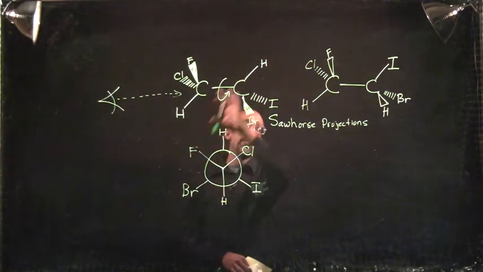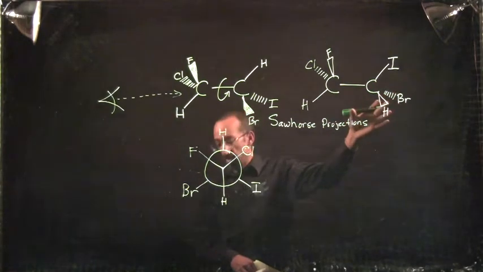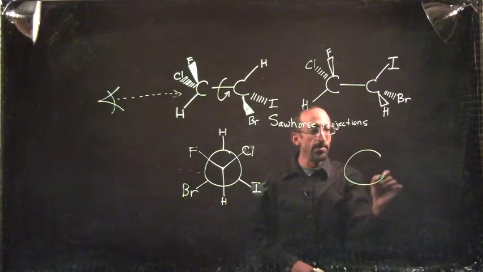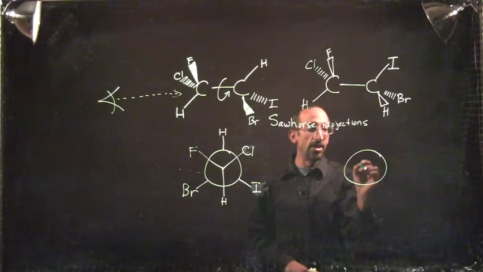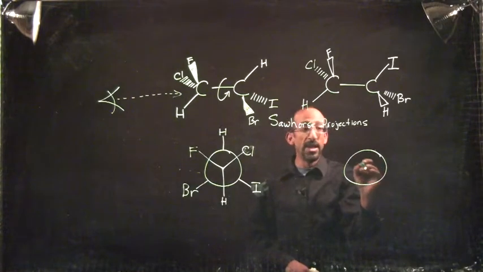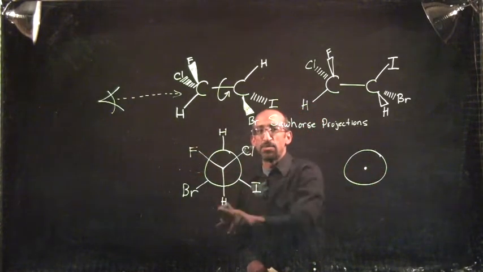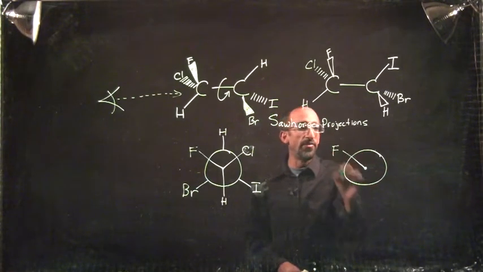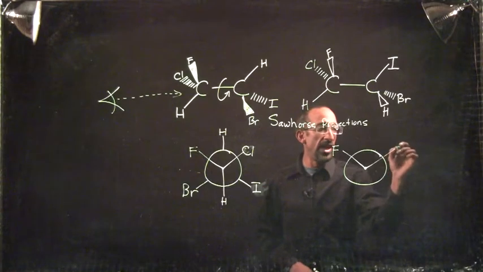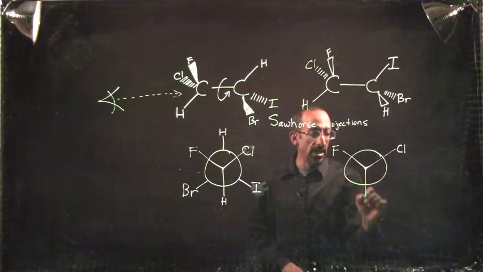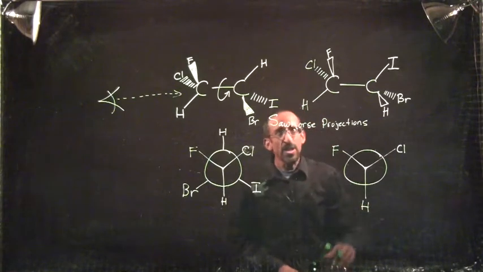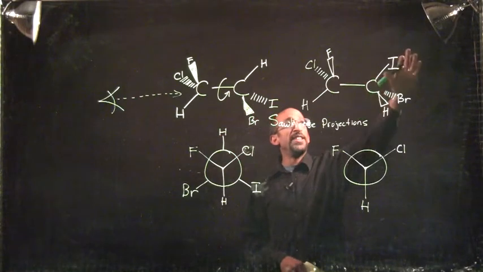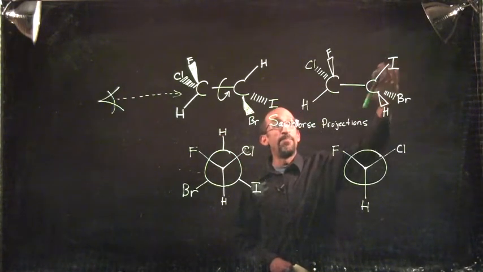Now we want to draw a Newman projection for the other conformation of our molecule. We start off on the same process. We draw our circle, we put a point at the center to mark this front carbon atom, and the orientation of the 3 atoms connected to that front carbon is the same. We don't need to change anything. We have a fluorine to this side, we have a chlorine to this side, and we have a hydrogen going down.